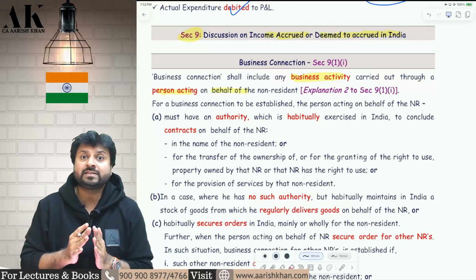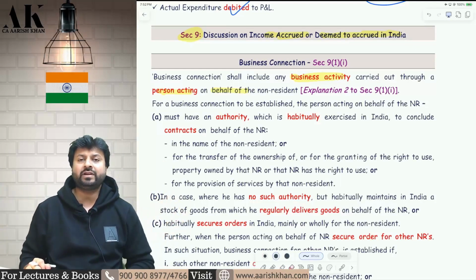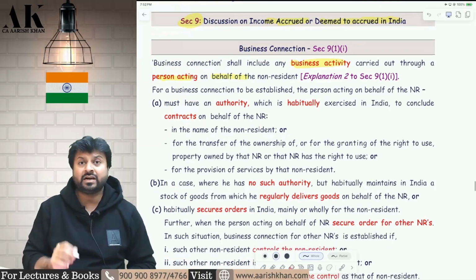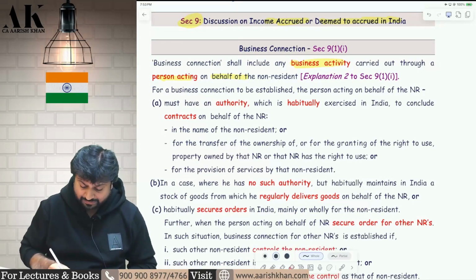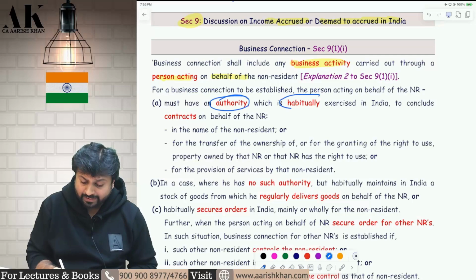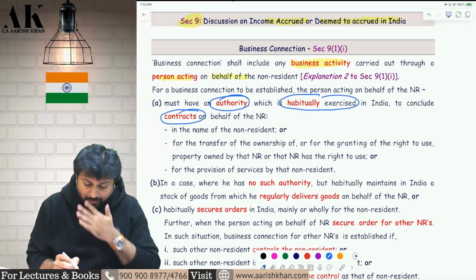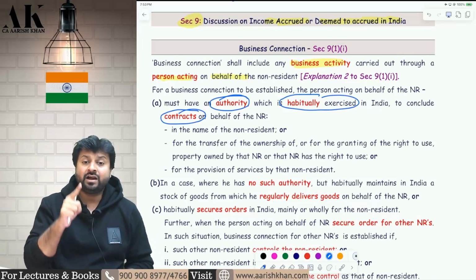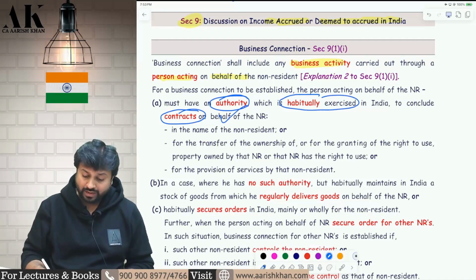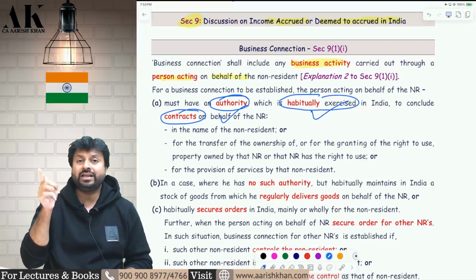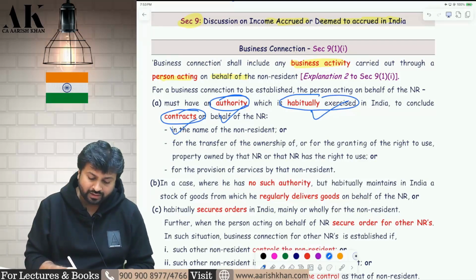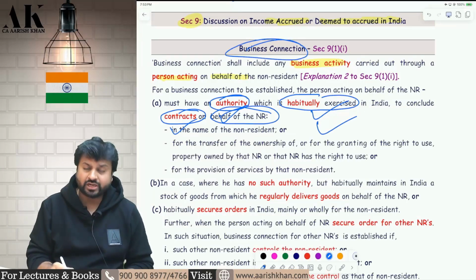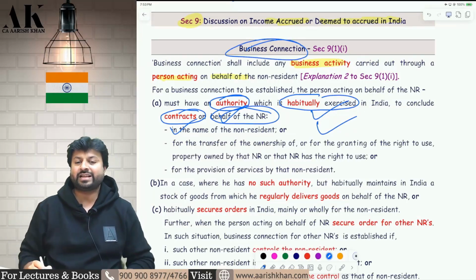But now the scope of business connection has been expanded by the government of India in the last few years, and the government has said that even if there is an agent sitting in India who has been given an authority to habitually exercise to conclude contracts in India, and the non-resident is in the United Kingdom. Habitually means regularly enter into a contract on behalf of the non-resident in India. Then that is also a business connection, and even that will be liable to tax in India.